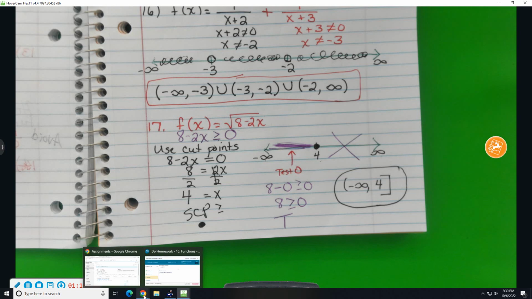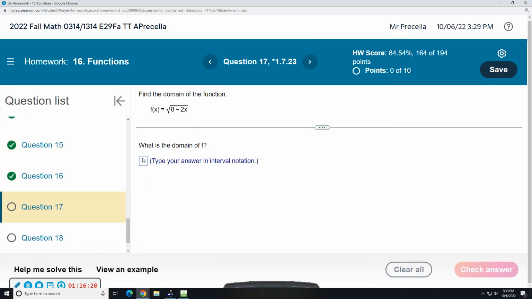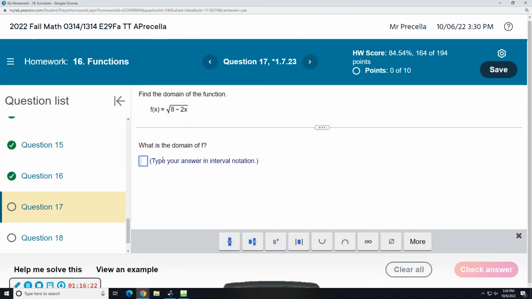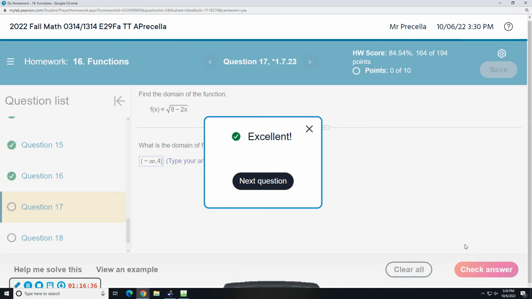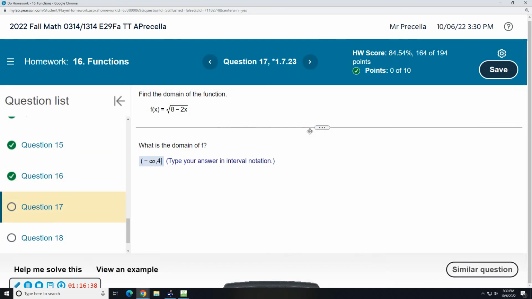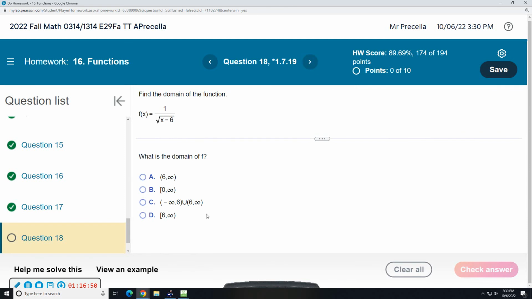Okay. So we come over here, we're typing in the interval notation, left parenthesis, negative infinity, comma, 4, and I need a right bracket there. These problems, 17 and 18, they're the ones that require some thought. Require the most thought, yes. Okay, number 18. Let me write it down.